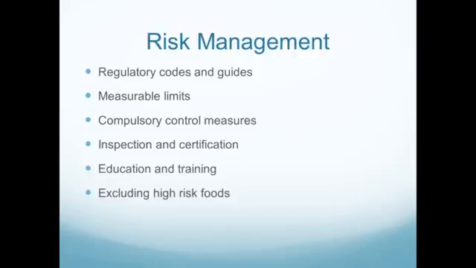So in terms of risk management, you look at regulatory codes and guides. Those are issued. For example, in sprouted seeds, there's no real regulatory code, but in raw milk there is. Regulation is that you have to pasteurize it. You have measurable limits, as in, what's the worst case scenario in terms of illnesses? How low do we need to get our Listeria prevalence before the risk is acceptable?